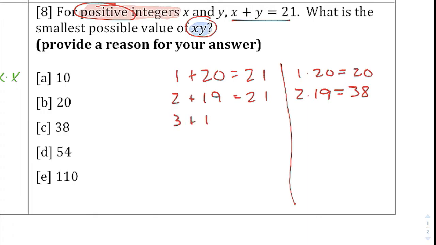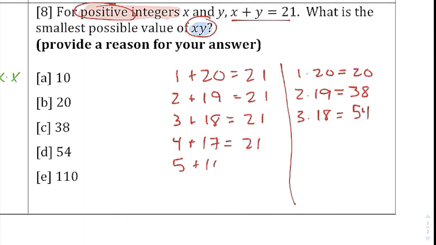But we could go to 3 times 18, or 3 plus 18, excuse me. That's going to be 21. So now we need to test 3 times 18. Okay, so 3 times 18 would give us 54. Now we're starting to get some evidence that these numbers are increasing, but we should do just a couple more. 4 plus 17. Let's do 5 plus 16. Now, if these values do not decrease, we can start to assume that the first value is going to be our lowest value. So let's try it.